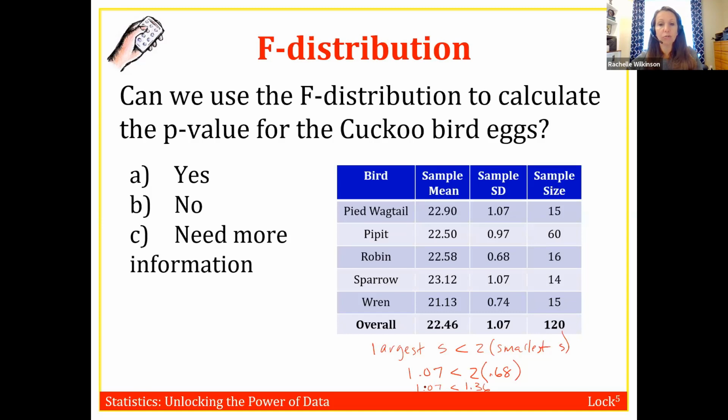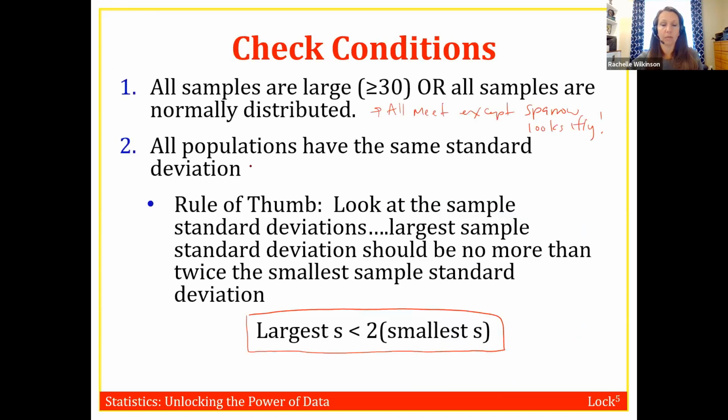Okay, so is this a true statement? Is 1.07 less than 1.36? Is that true or false? Yes, it's true, right? True. So because this is a true statement, then that means that we do meet the condition for the variance that we talked about. So all populations having the same standard deviation, we do meet that condition.